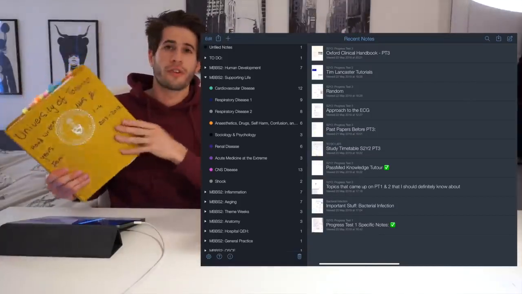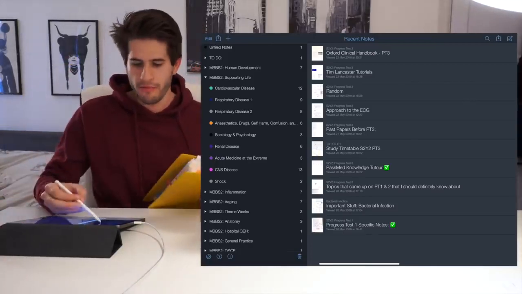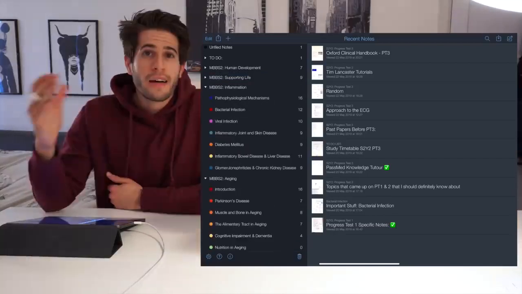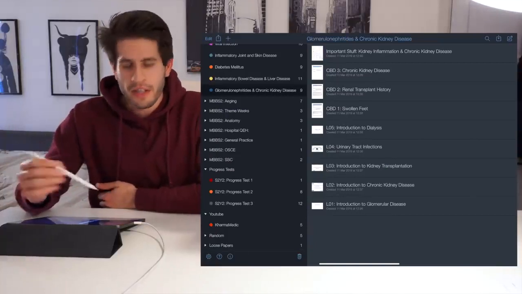So this folder over here is going to be for one subject, let's say. So for example, here it'll be for supporting life, or for inflammation, or for aging, etc., etc. And then within that folder, you're going to have all of your different lectures. Let's talk about aging specifically for a second.